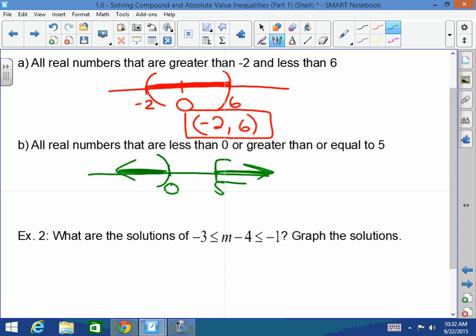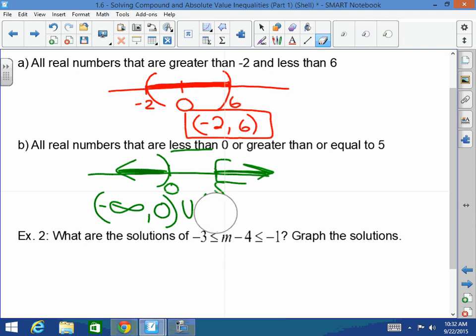Yes, sir, my brother. Negative infinity to 0 with parentheses because it's just less than, not less than or equal to. Awesome. Union with? Yeah, bracket. Pay attention, Mr. Morrow. Bracket 5. That's it, my brother. Perfection. That's interval notation for this.